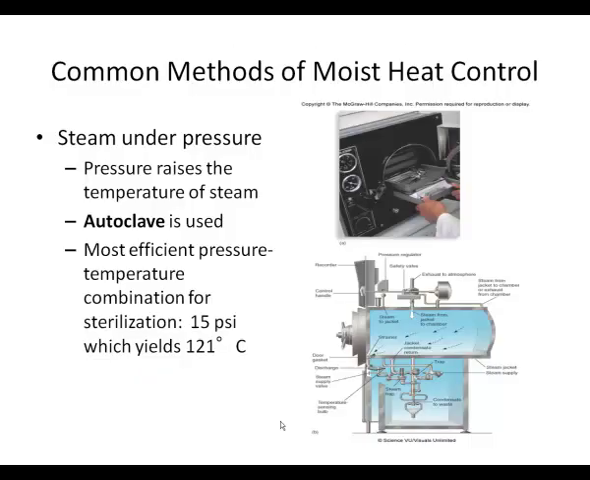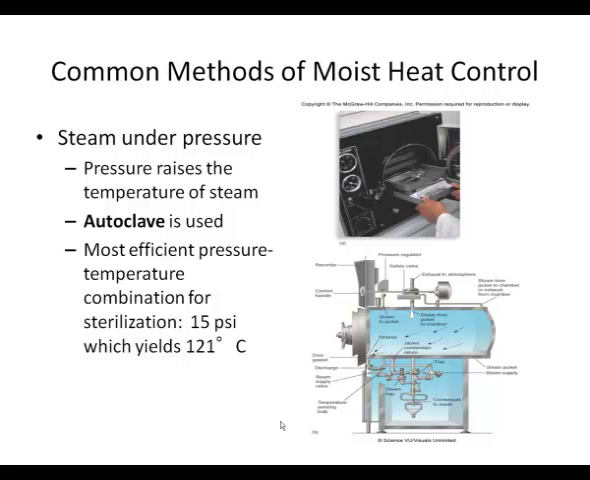When we're going to talk about destroying endospores, we're going to use something like steam under pressure, or heat under pressure. Basically, when we put water into a pressurized system and heat it, it is going to raise the temperature of the steam. It goes from 100 degrees centigrade to 121 degrees centigrade. An autoclave is a perfect example of how this is used.